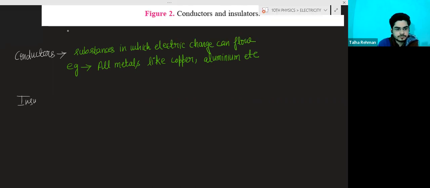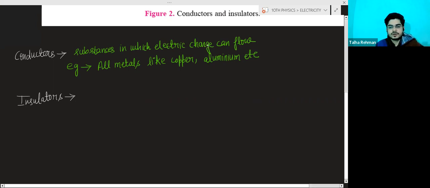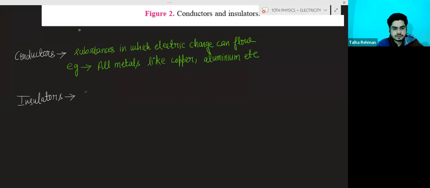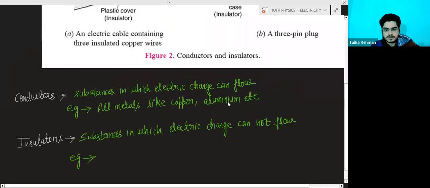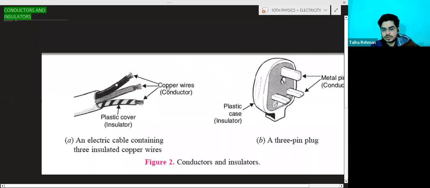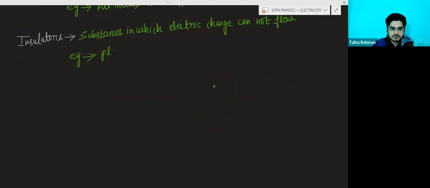Insulators. For the insulators, you can say they are substances in which the electric charge cannot flow. Simple. For example, plastics. You can see here, this is the insulator, this is a plastic case. This is the insulator, and this is the copper conductor. This is the plastic cover insulator. So, for example, plastics, glass, wood, etc.